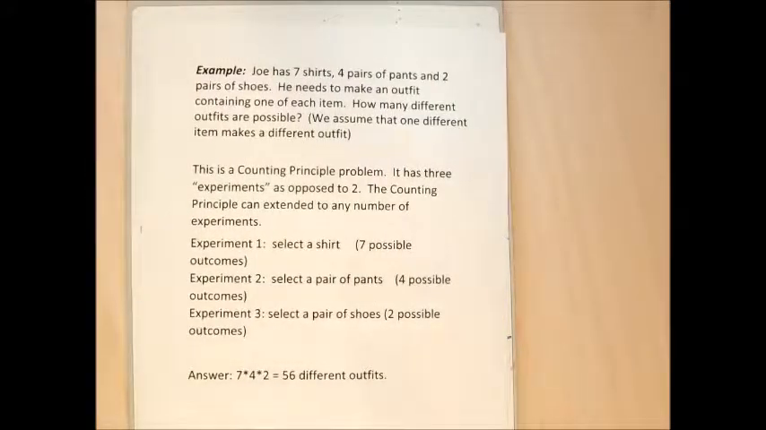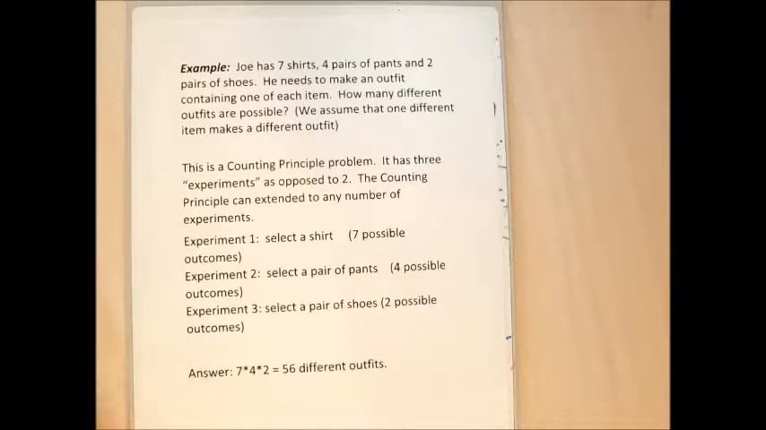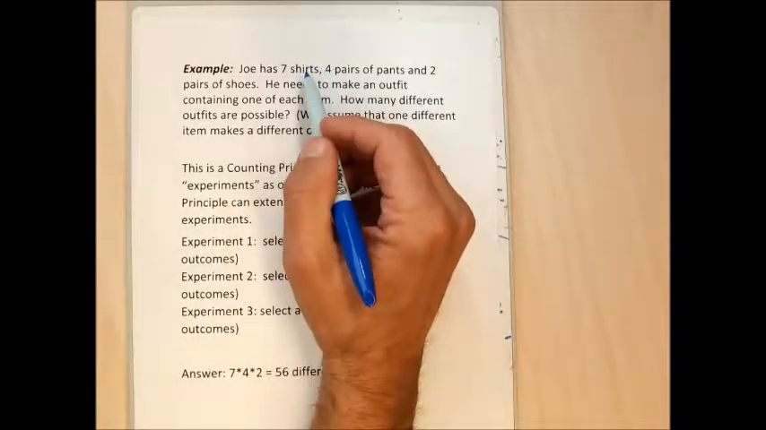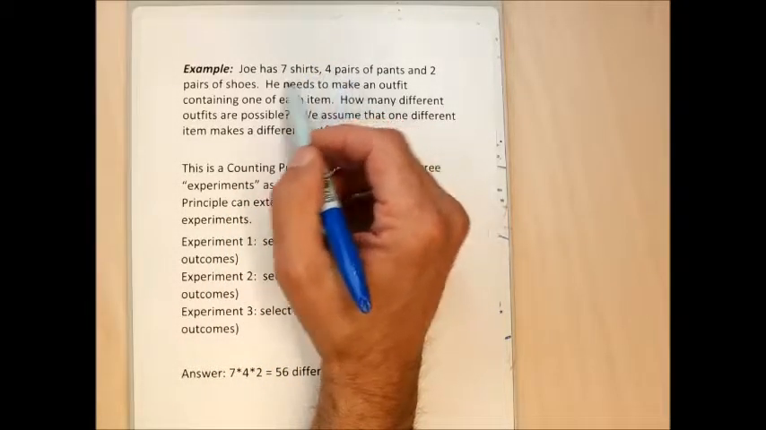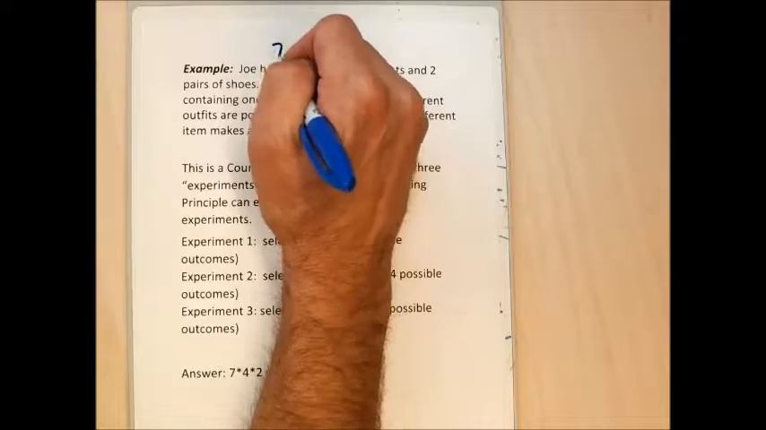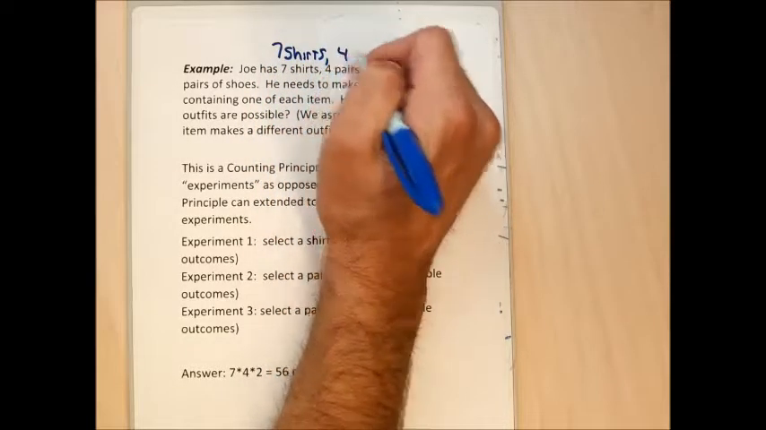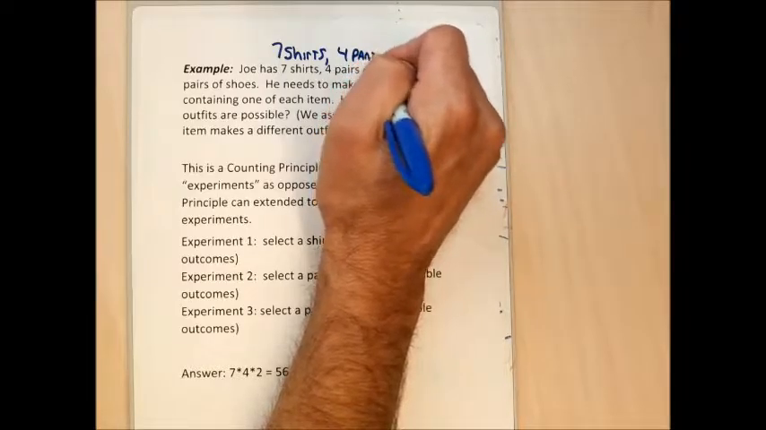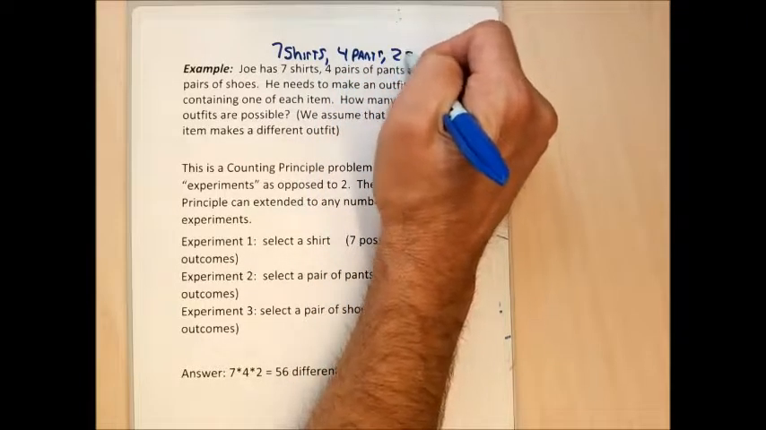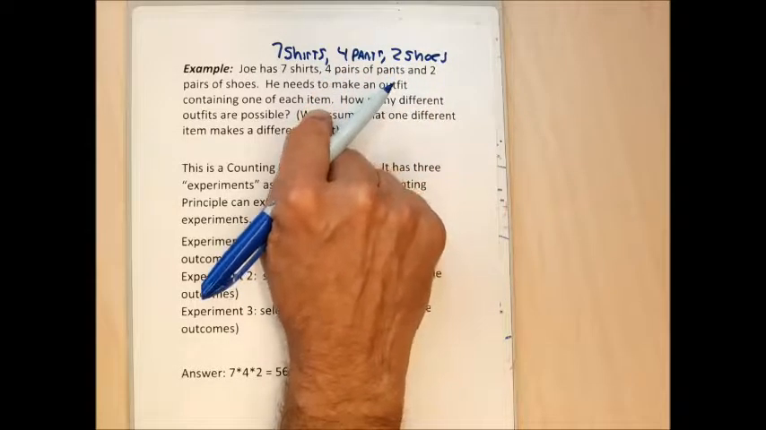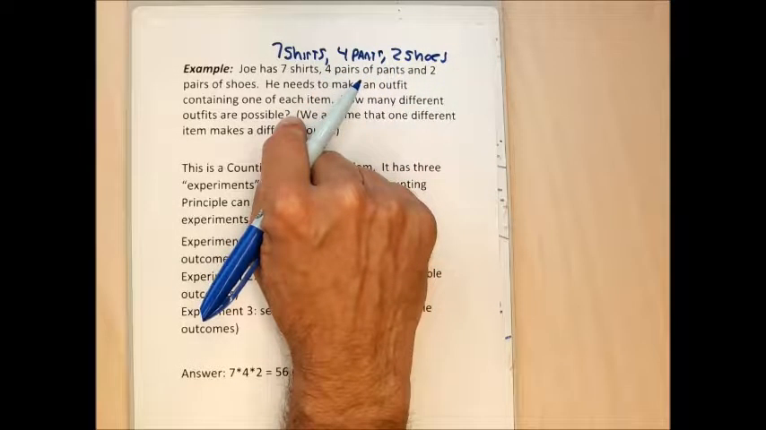Here's another counting principle problem that doesn't feel like it's an experiment problem, but yet we can consider it an experiment problem. So Joe has 7 shirts, 4 pairs of pants, and 2 pairs of shoes. So let me write this down. He has 7 shirts, 4 pants, and 2 shoes. He needs to make an outfit containing 1 of each item. How many different outfits are possible?